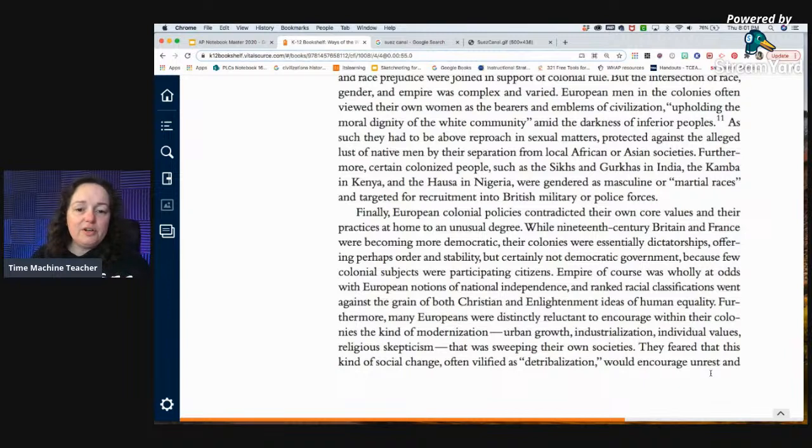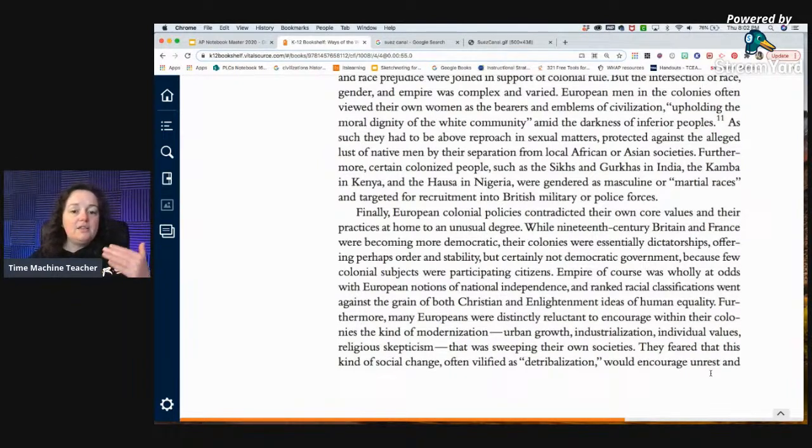Finally, European colonial policies contradicted their own core values and their practices at home to an unusual degree. While 19th century Britain and France were becoming more democratic, their colonies were essentially dictatorships, offering perhaps order and stability, but certainly not democratic government, because few colonial subjects were participating citizens.